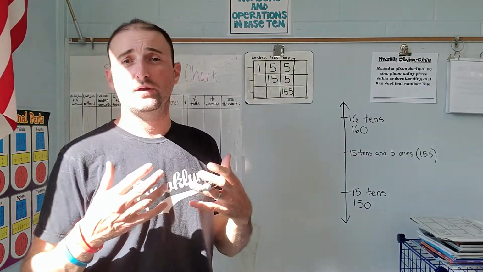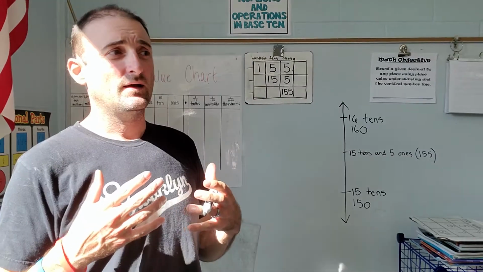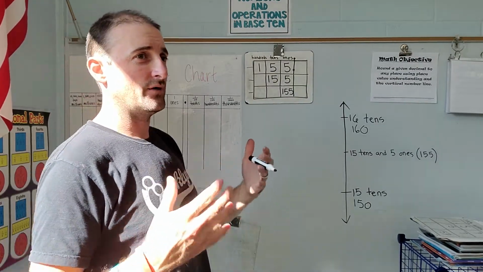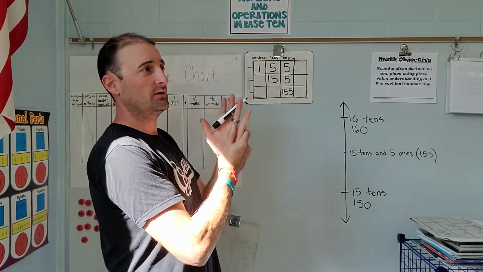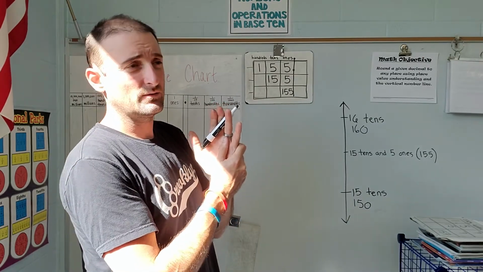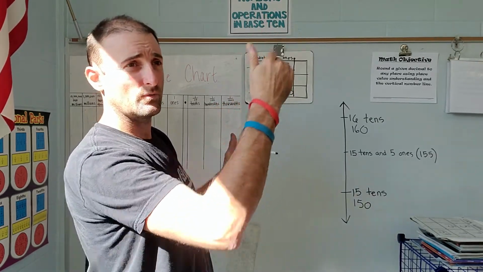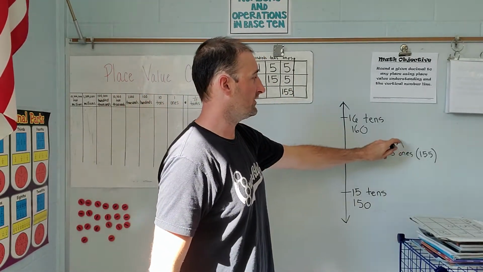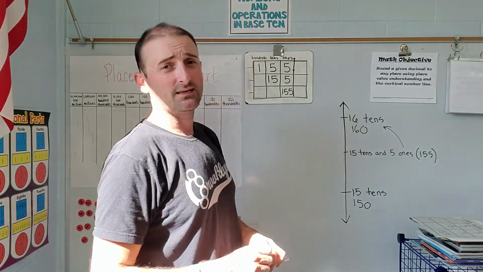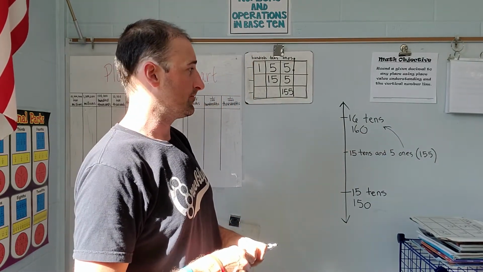Now, what do you do when you have the same number as the midpoint? Do you round up or down? I mean, it's exactly in the middle. And the answer is when it's exactly in the middle, just like with whole numbers, you're going to round up. So 155, rounding to the tens, is closer to 160.